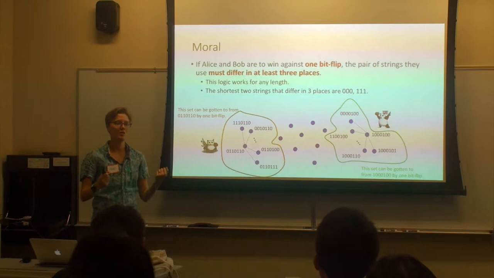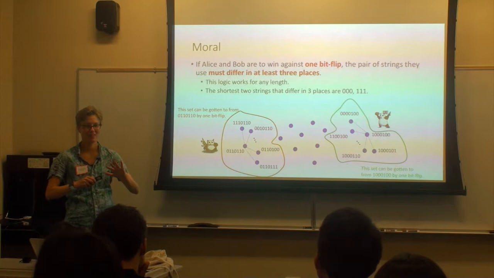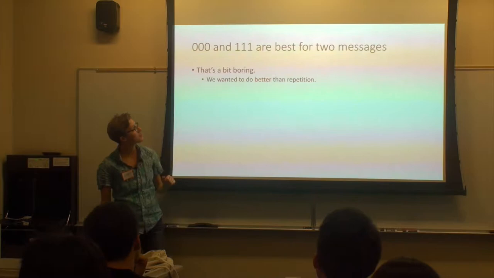Okay. Any questions so far? All right, we have totally solved this problem then. That's good. So 0,0,0 and 1,1,1 are the best that Alice and Bob can possibly do if there are 2 possible messages.